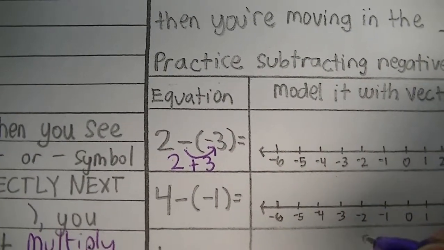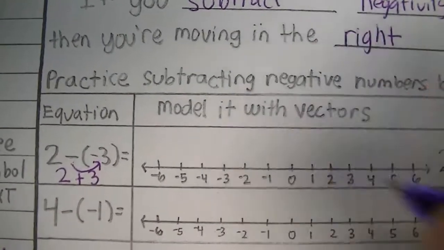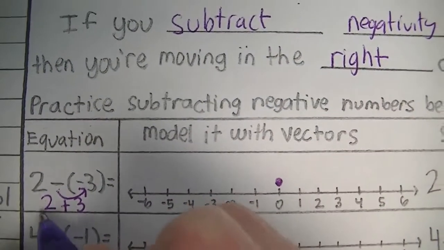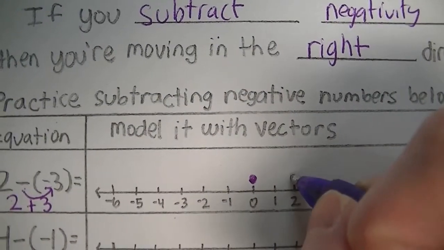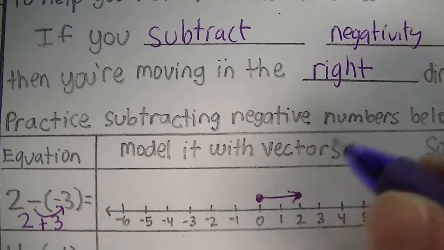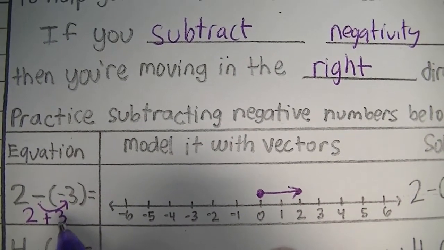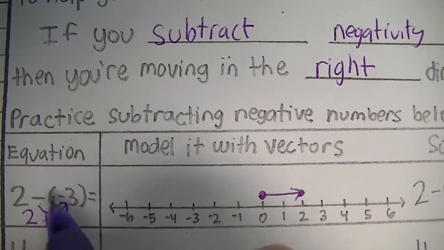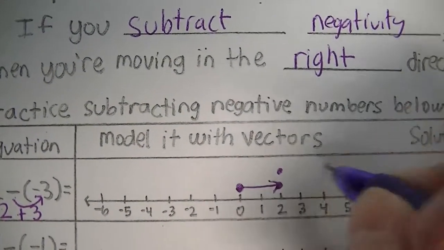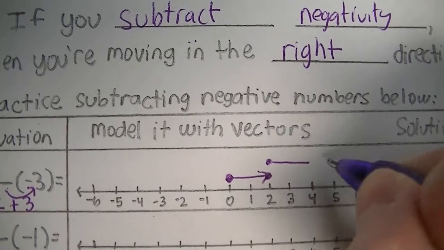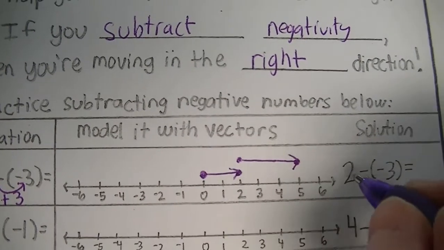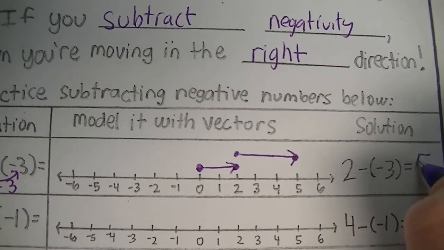Okay, so let's go ahead and model that with vectors real quick. Start at 0. Go to the right 2 units because that's a positive 2. So I'd end up right there. And look, I've got to go to the right 3 more because that's a positive 3. We subtracted negativity, so we're going to go in the right direction. From there, we go 3 more units to the right. 1, 2, and 3. So my answer to 2 minus a negative 3 is 5.